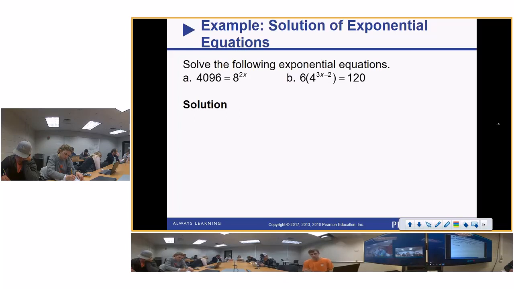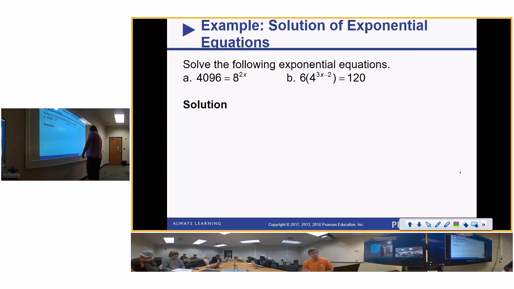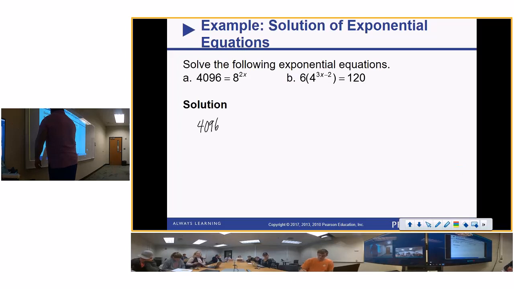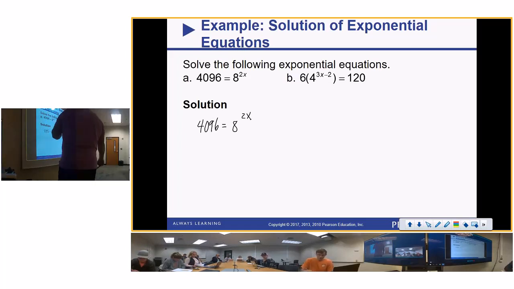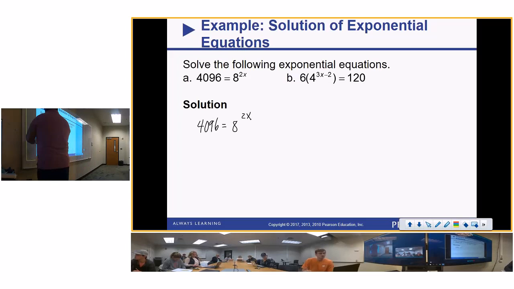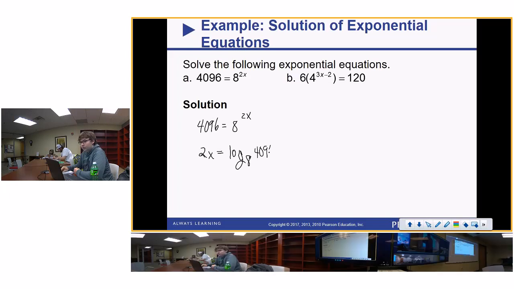So, I'm going to write 4096 right here. I'm just going to start it off for some of you that been watching movies. 4096 is equal to 8 to the 2x. So that's the definition of a logarithm. So what is y? Y is 2x is equal to what? Log base 8 of what? 4096.